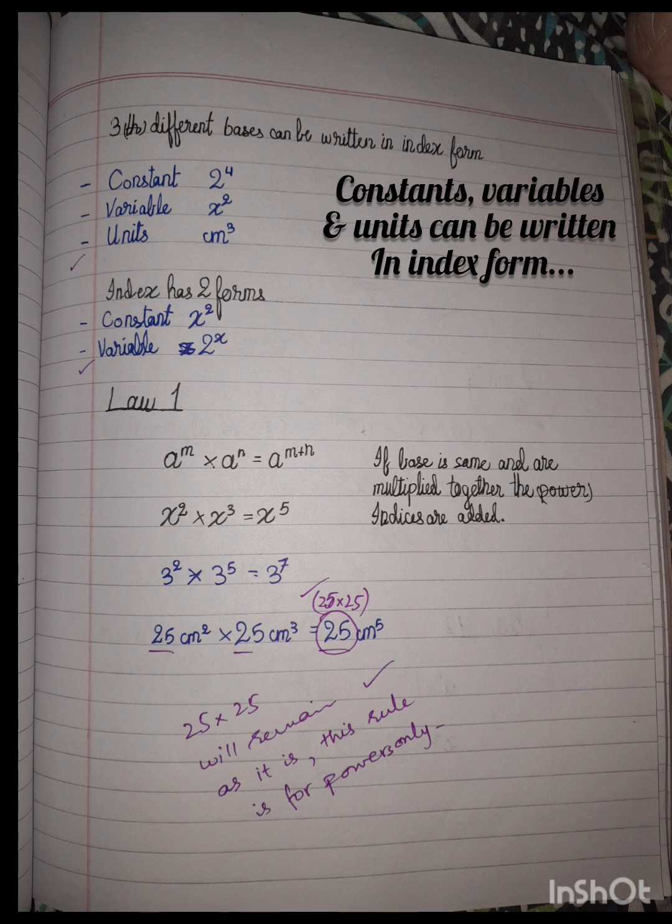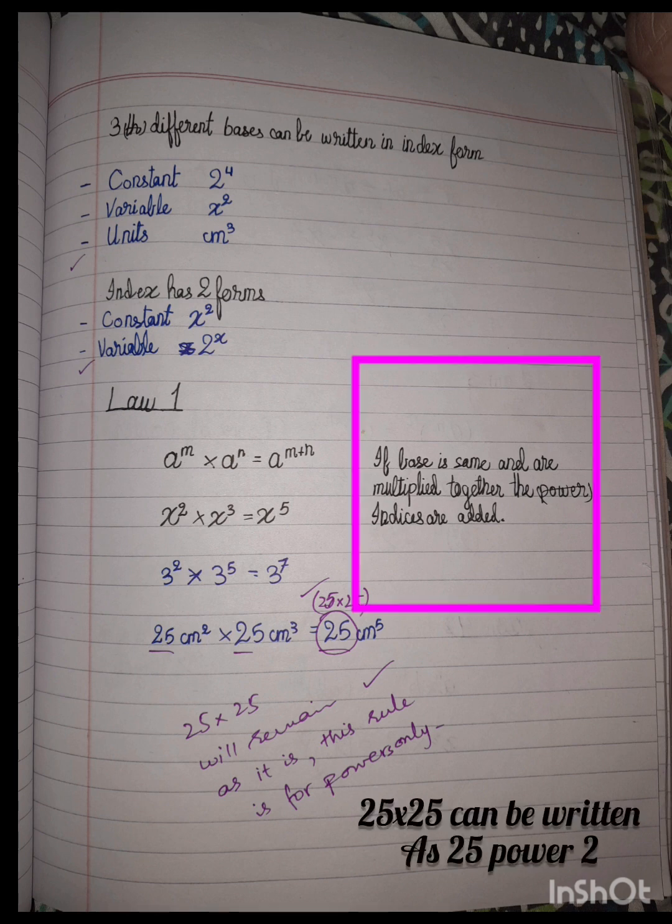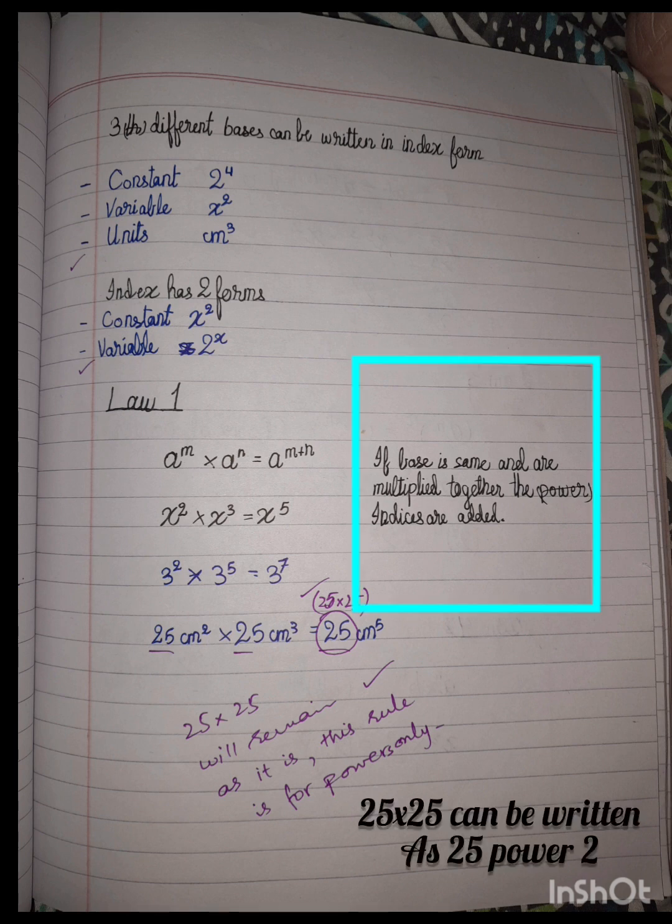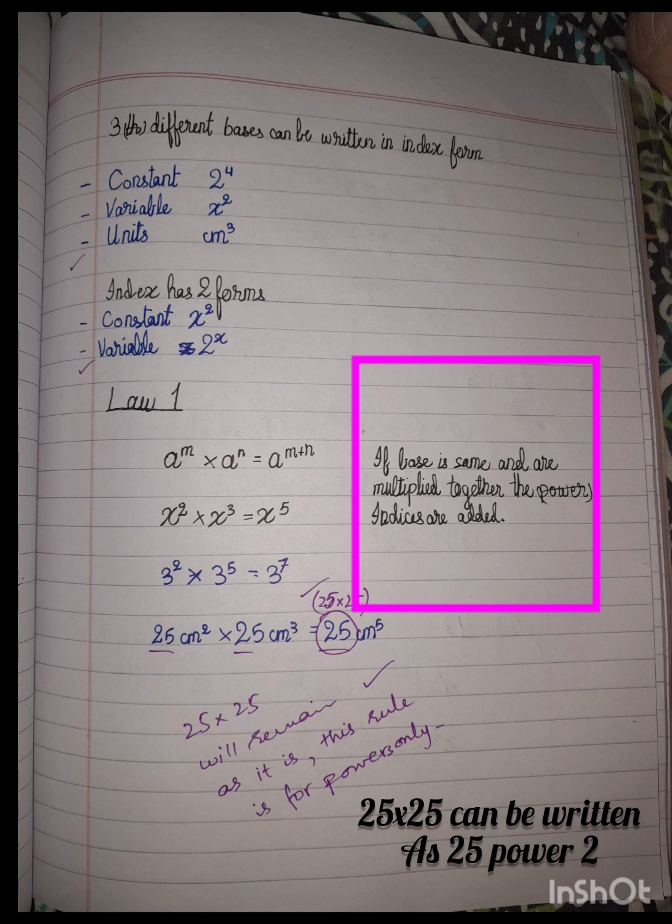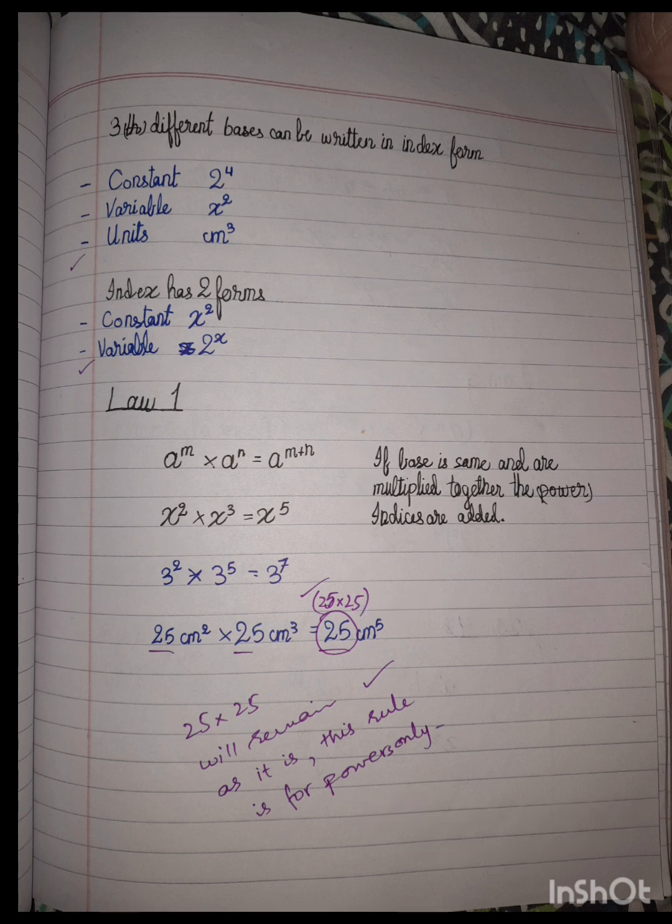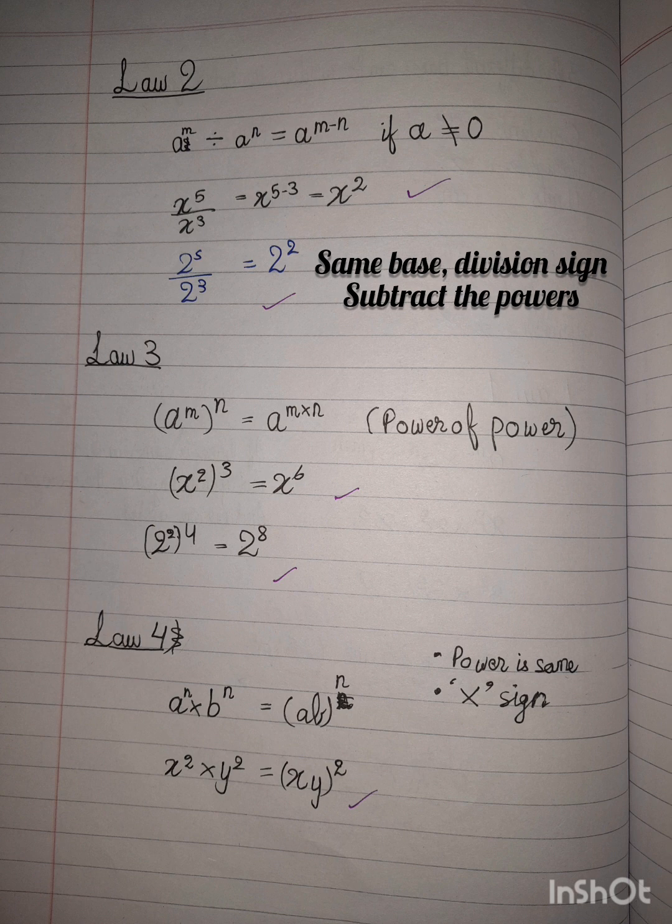Before starting the laws, we discussed that 3 different bases we are expecting: constant, variable and units. And then we discussed law number 1, which is if the base is same and there is a multiplication sign, so indices will be added. So I have given them a general form: a raised to power m into a raised to power n would become a raised to power m plus n.